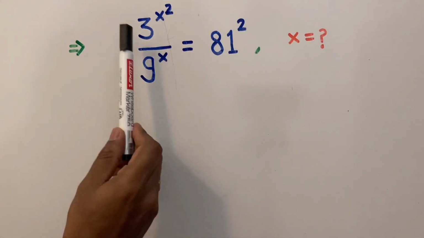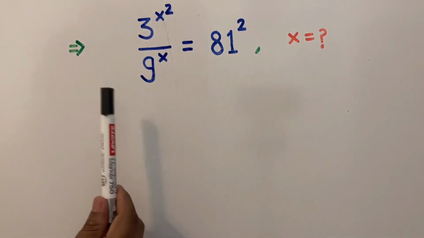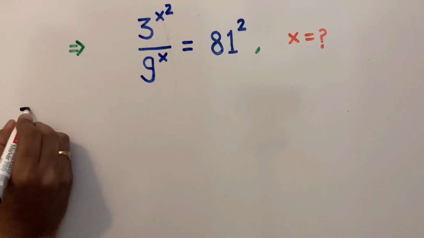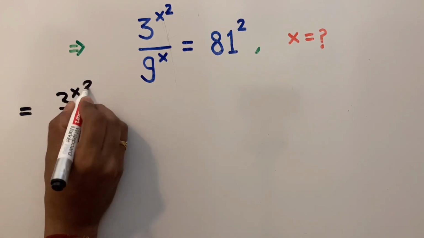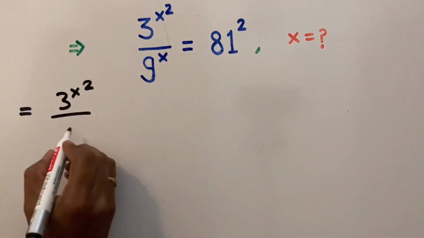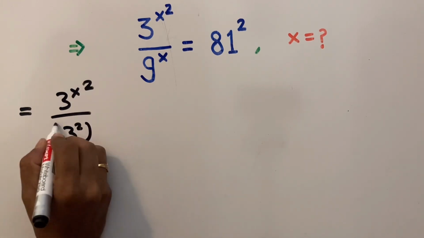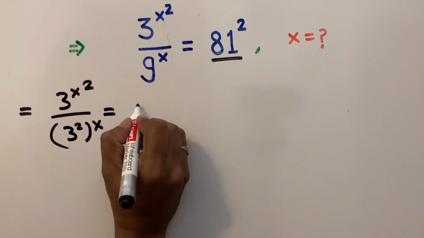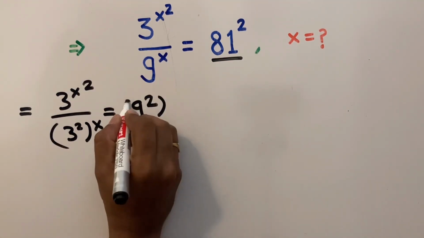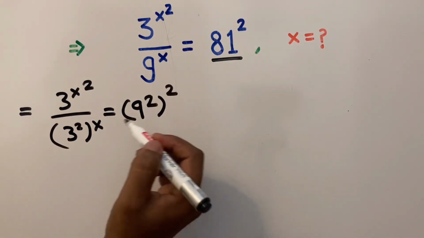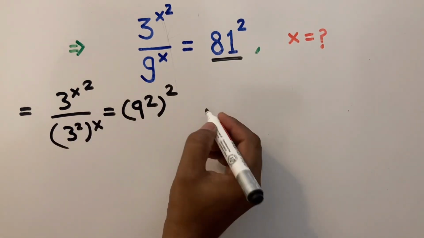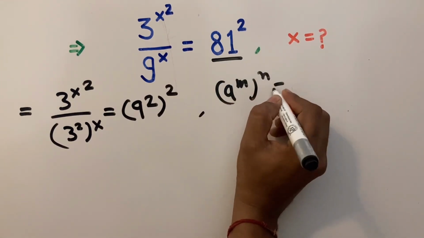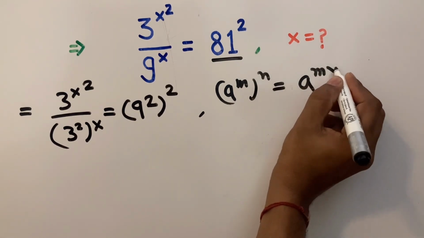In this problem, 3 to the power x² divided by 9 to the power x equals 81 to the power 2. This equation is also 3 to the power x² divided by (3 to the power 2) to the power x equals 81, which is 9 to the power 2. So this can be written as (9 to the power 2) to the power 2. Here we are going to use the exponential rule, which is (a to the power m) to the power n equals a to the power m times n.